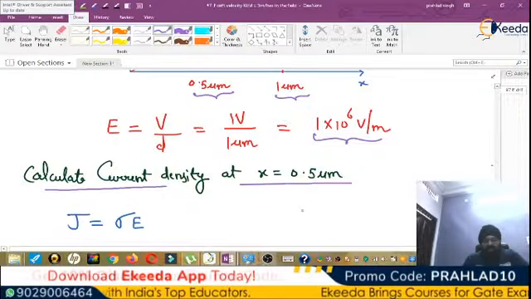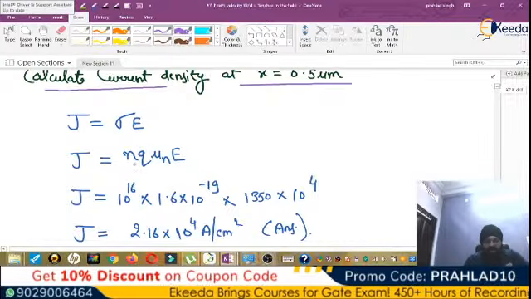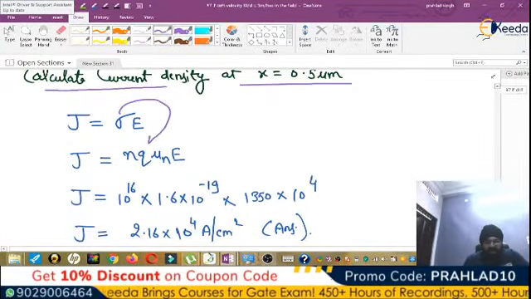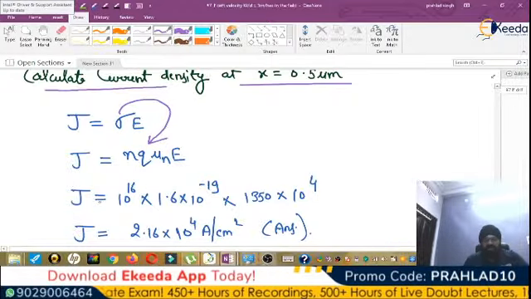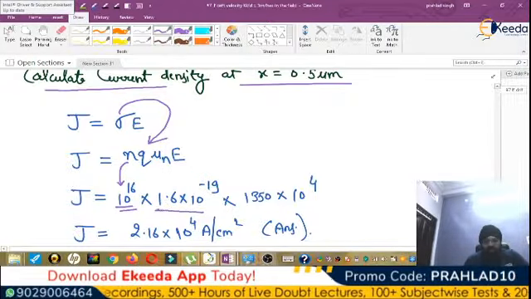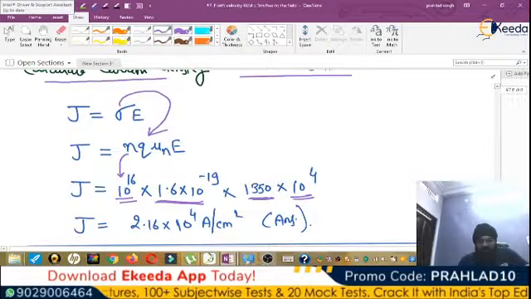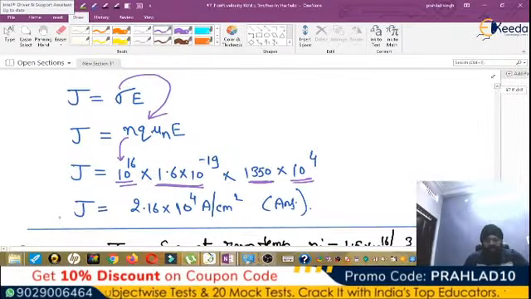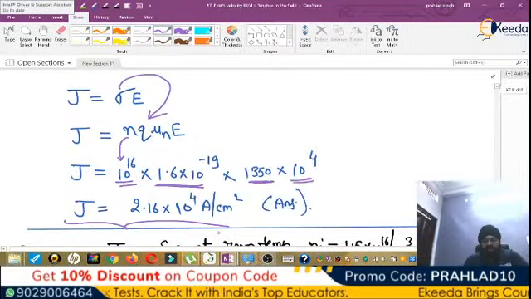So we know that drift current density is sigma into E. So we will put here the sigma value, n q mu n, into E. Sigma is n q mu, so n q mu into E. The value of concentration of electrons is 10 to the power 16, into 1.6 into 10 raised to power minus 19. Mobility is 1350, and electric field is 10 to the power 4. So we can calculate here the value of current density, which is 2.16 into 10 raised to power 4 ampere per centimeter.